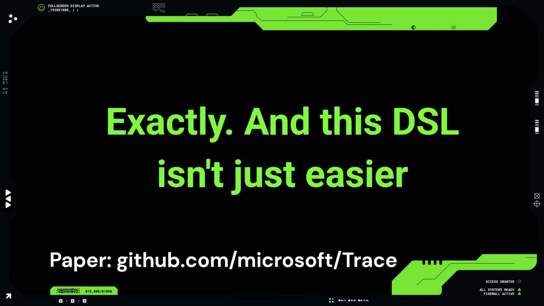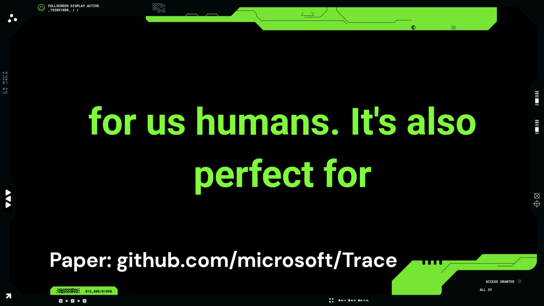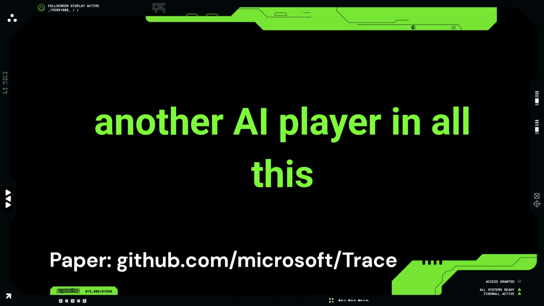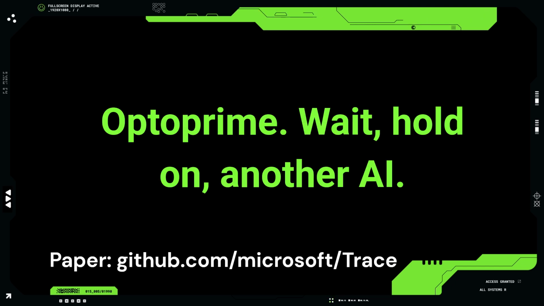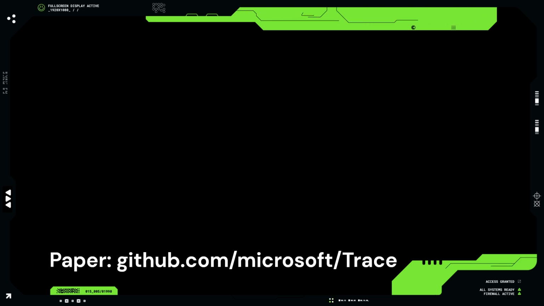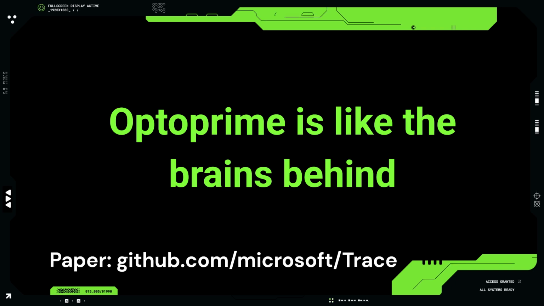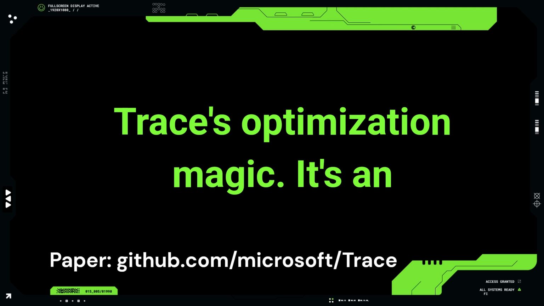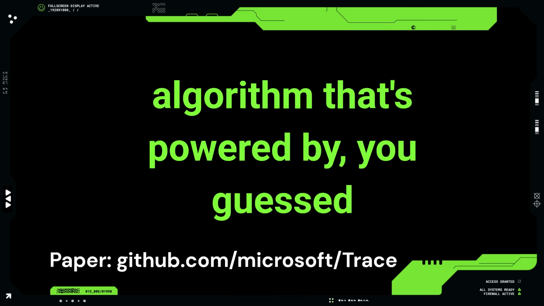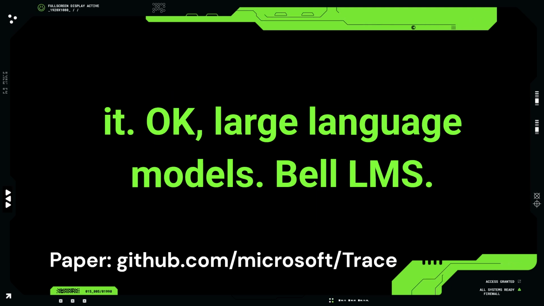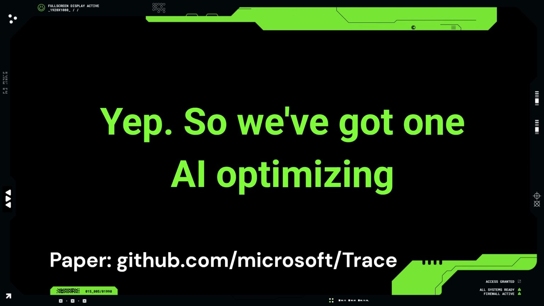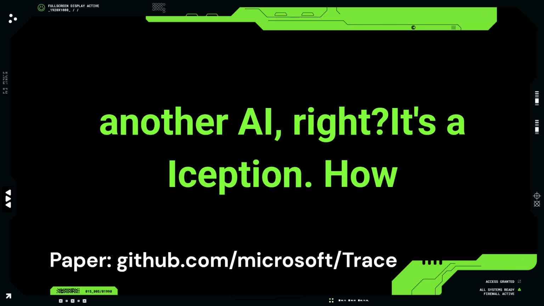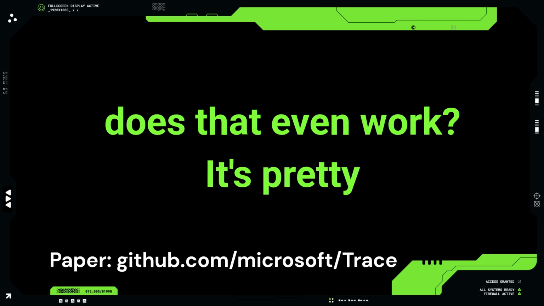Exactly. And this DSL isn't just easier for us humans, it's also perfect for another AI player in all this, OptoPrime. Wait, hold on. Another AI. Who's OptoPrime and what does it do? OptoPrime is like the brains behind Trace's optimization magic. It's an algorithm that's powered by, you guessed it, large language models. So we've got one AI optimizing another AI. It's AIception. How does that even work?